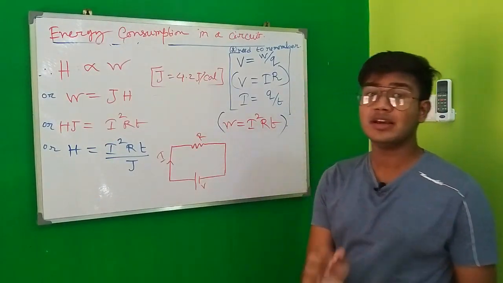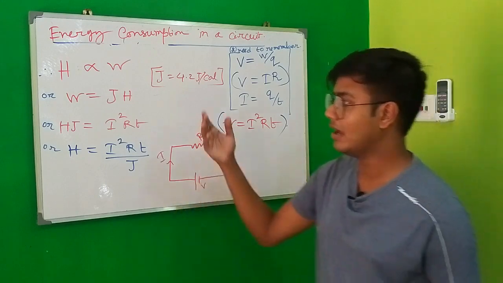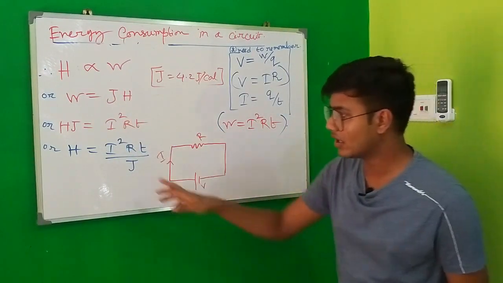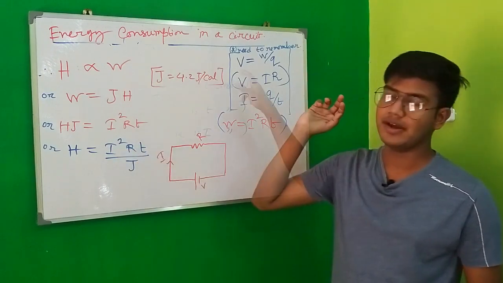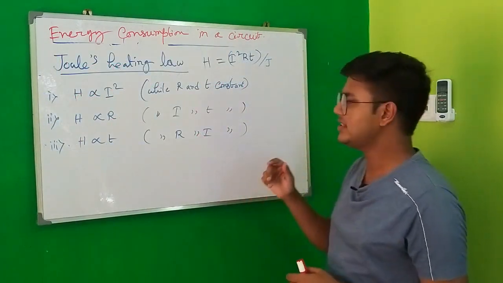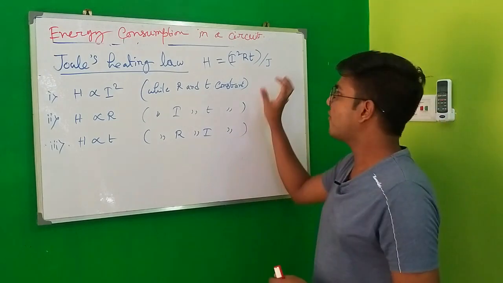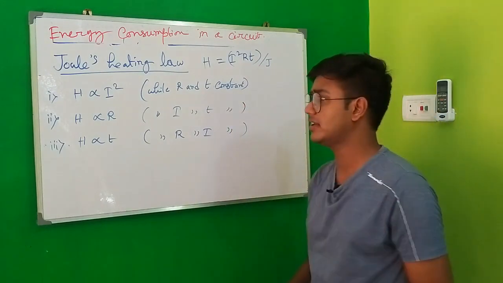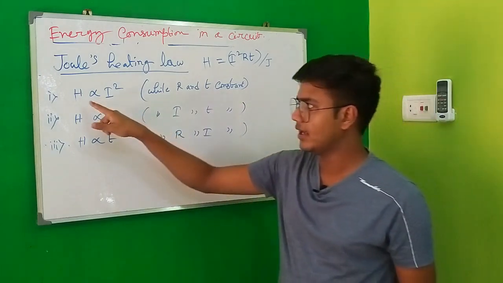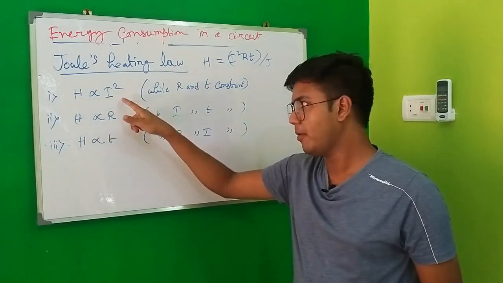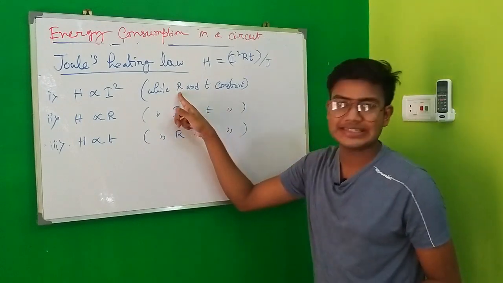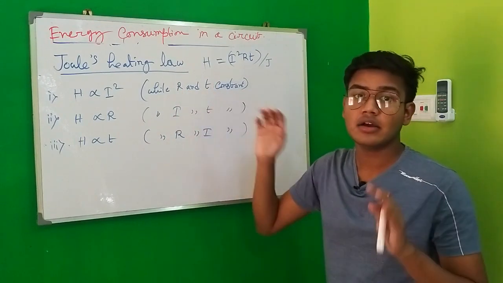You need the amount of heat, so I am placing H on this side and rearranging. You get I square RT divided by J. So we know that H equal to I square RT by J, and from here we will define the dependency of heat. In the first one, you can say that the heat is directly proportional to the square of current, while the resistance and the time are constant.